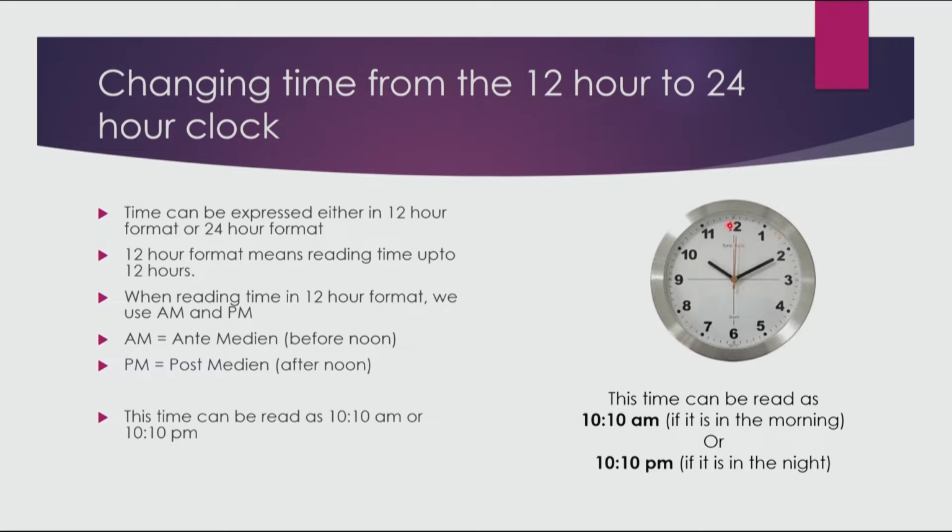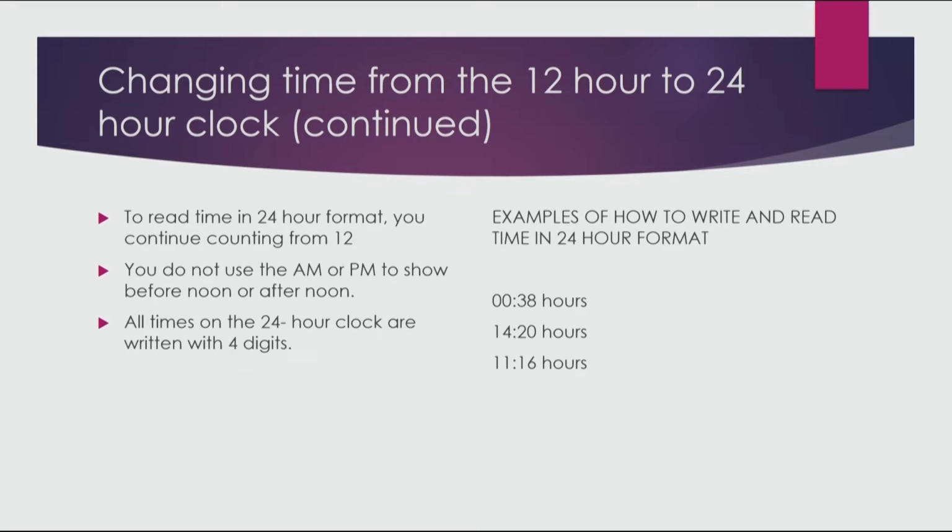So day begins at 0, 0, 0, 1, 0, 2, and then if it reaches 12 in the afternoon, when you are reading on 24-hour, you say this is 13, this is 14, and then you continue like that. So we say time can be expressed either in 12-hour or 24-hour format. 12-hour format means reading up to 12 hours. Okay, we've said that. So now, 24 hours.